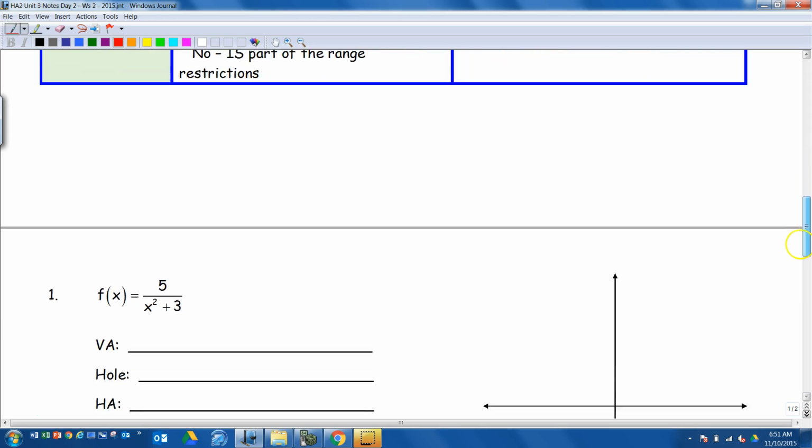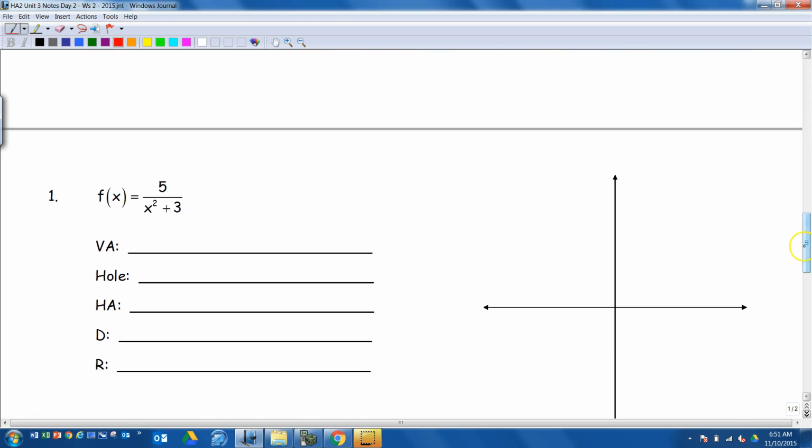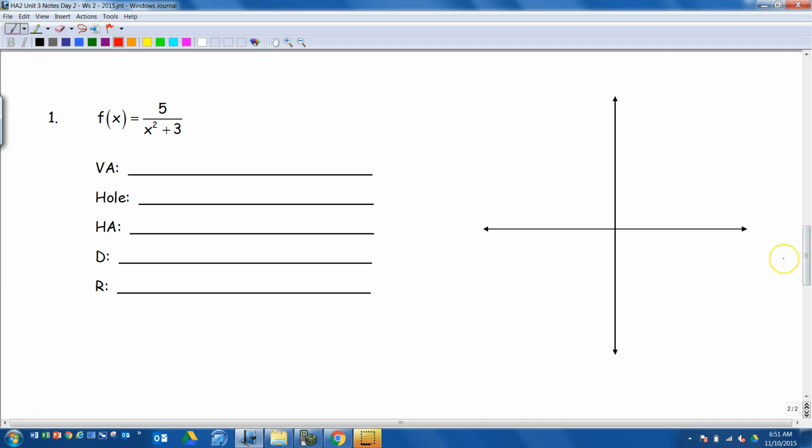Alright, so let's do a couple more. Next, we have this. This is a weird one, but that's why we're doing it next. We have to see what our domain restriction is first, because it is factored and simplified. So if you set this part equal to 0, you get x squared is equal to negative 3. And you guys should remember that if you square root this, you get an imaginary number. And that means that that is not part of the domain restriction. So the domain here is all real numbers.